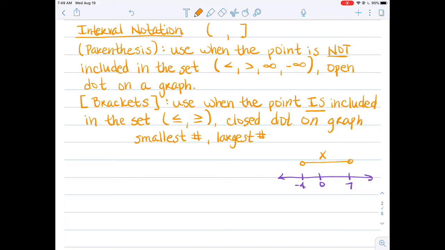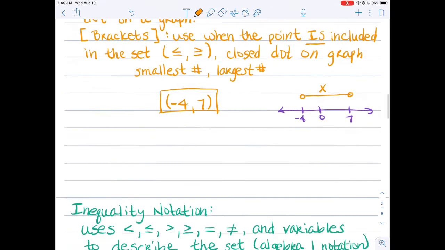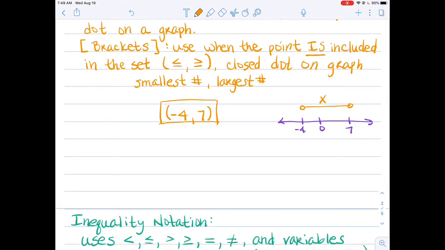So let's take a look at this. The smallest number between my two critical points is -4, and the largest number is 7. So we would write it with the -4 first and then the 7. Since we have open dots, open circles on the graph, we need a parenthesis on the left and another one on the right. Both the left and right endpoints are open. So this would be interval notation: x is between -4 and 7.